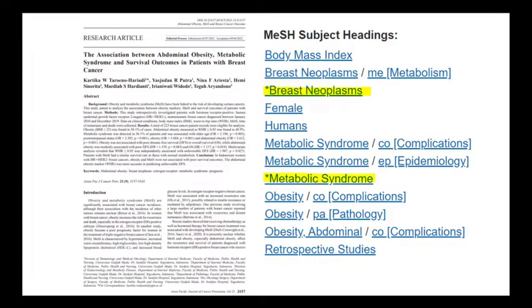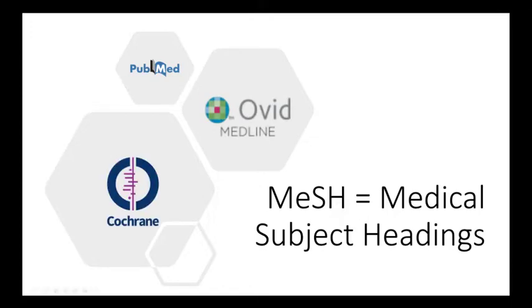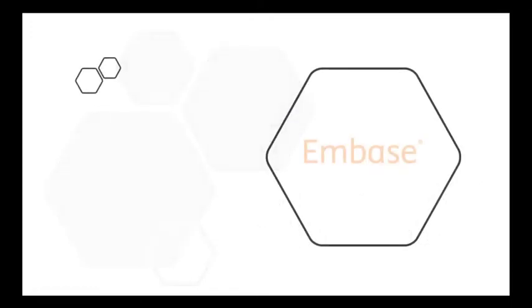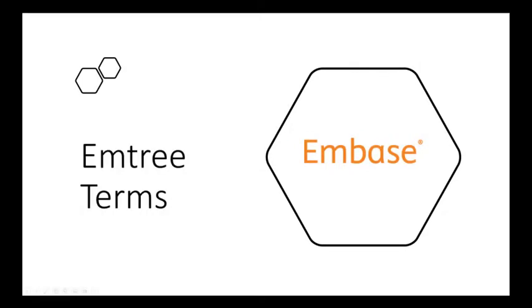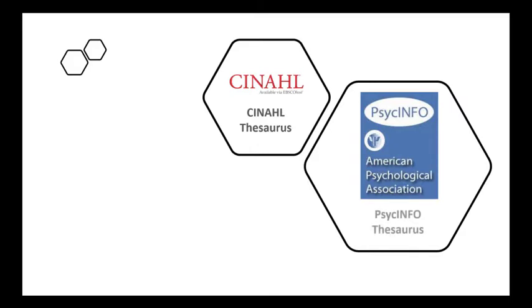Here's where things get a little complicated. Medical databases use their own particular thesaurus of subject headings. MeSH, or Medical Subject Headings, is the thesaurus used by Medline, which you can search using PubMed or Medline Ovid. Cochrane also uses MeSH. Embase, another very popular medical database, uses a controlled vocabulary called Emtree terms. CINAHL, a nursing database, uses the CINAHL thesaurus, which includes some MeSH but also incorporates terms commonly used in the nursing profession. The PsycInfo thesaurus includes terms related to the behavioral health field, and so on.